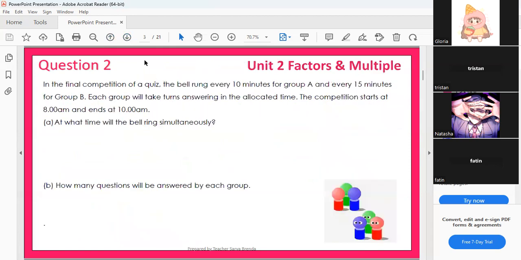Now we'll move on to factors and multiples. So I'll give you a minute head start. Try doing this. I'm going to pause the recording, resuming.